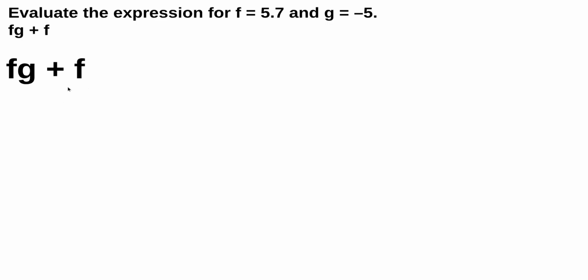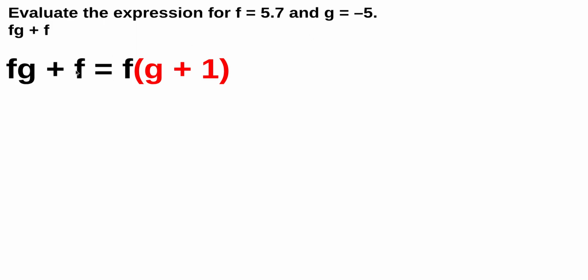Now let's evaluate this expression for f equals 5.7 and g equals negative 5. Let's make it bigger. So this is the expression. For the values here, it's going to be equal to 5.7 and negative 5. Now what does this mean here? We said that fg plus f equals f times g plus 1. Because each term has at least one f, we can factor out the f. In this case, we got f times g plus 1.